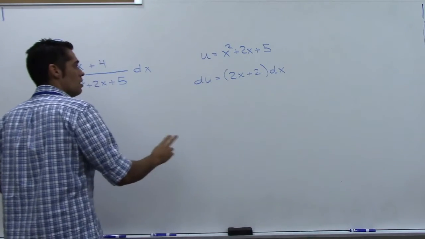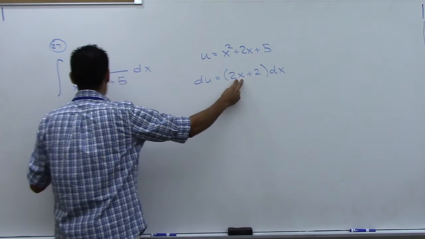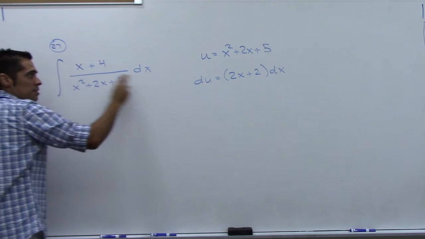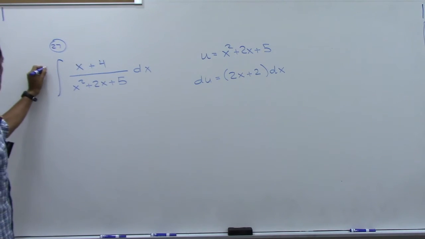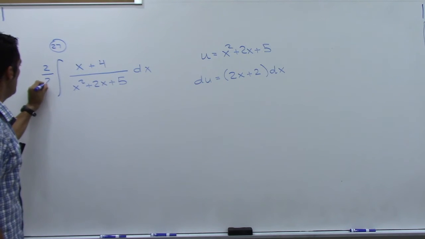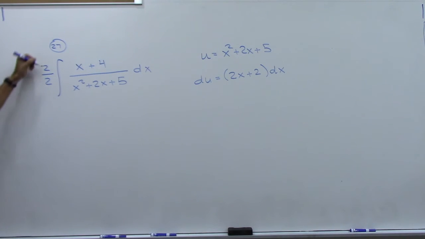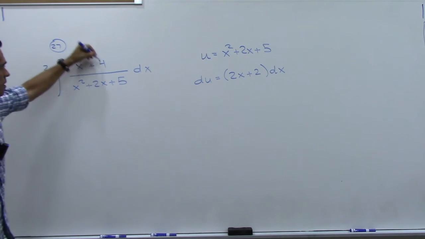So first I'll start off. I need to make this a 2x to match with this 2x. But I can't just throw a 2 here. What I can do, though, is multiply 2 on the top and the bottom. And so now take the 2 just on top and distribute it through.